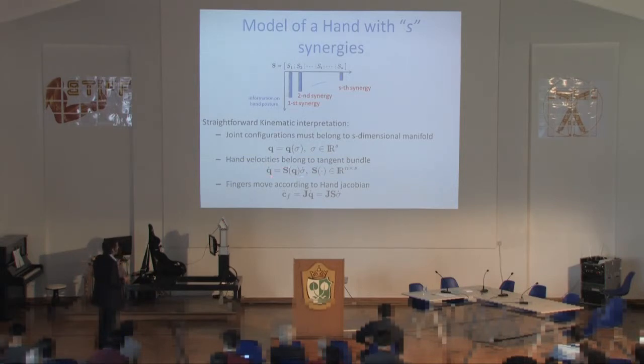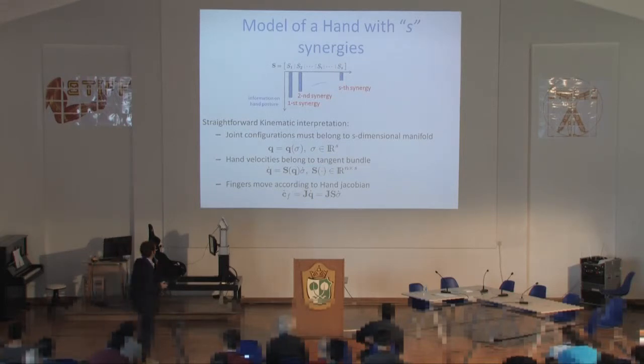So the velocities will belong to the tangent space to this manifold, and then the fingers will move according to a Jacobian times the velocity of all joints, which then is the Jacobian times the synergy matrix times the velocity of the synergy coordinates. Does this make sense? This is very, very simple, right? Straightforward.